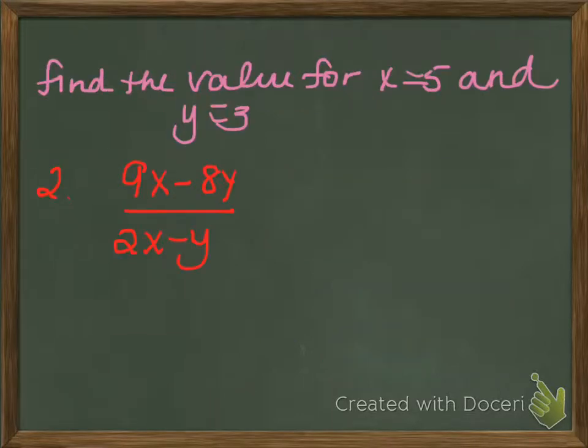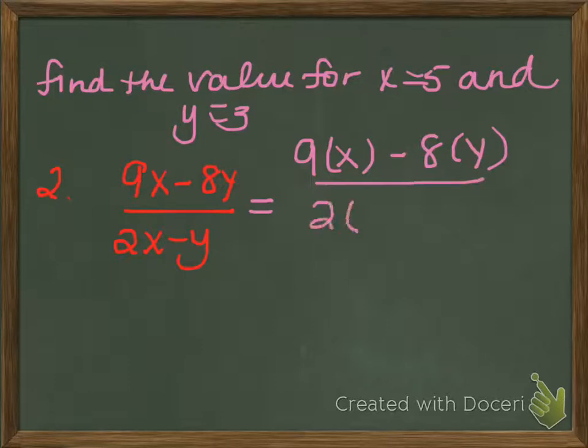In the next equation, I have the same values, x equals 5 and y equals 3. Now I do have a fraction here, but don't let that make you nervous. We're going to do it in the same way that we've been doing it, but you take care of the numerator first, then the denominator, and then we divide or simplify if necessary. So I'm going to rewrite this as 9 times x minus 8 times y over 2 times x minus y. Next, I'm going to substitute in. Instead of x, I'll write 5, and instead of y, I'll write 3.